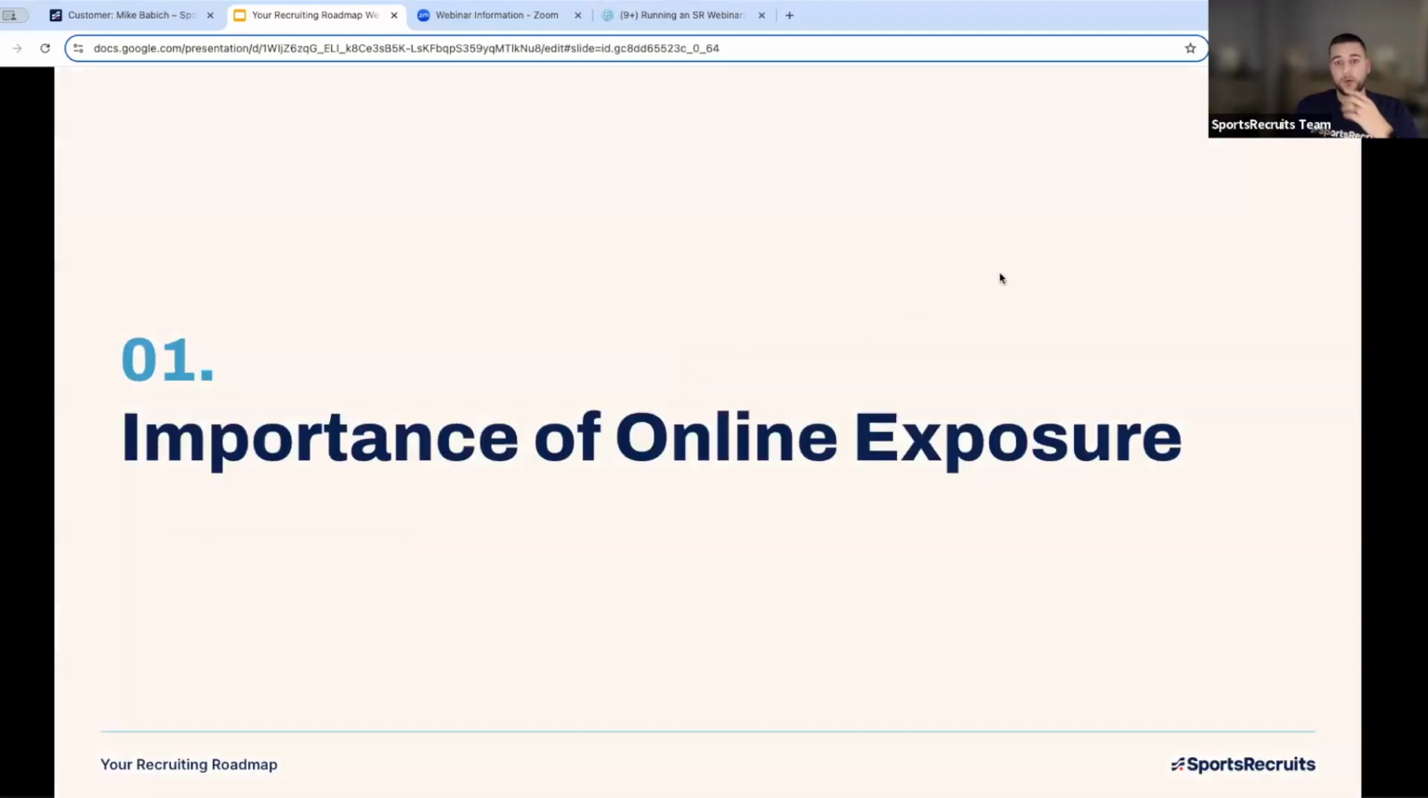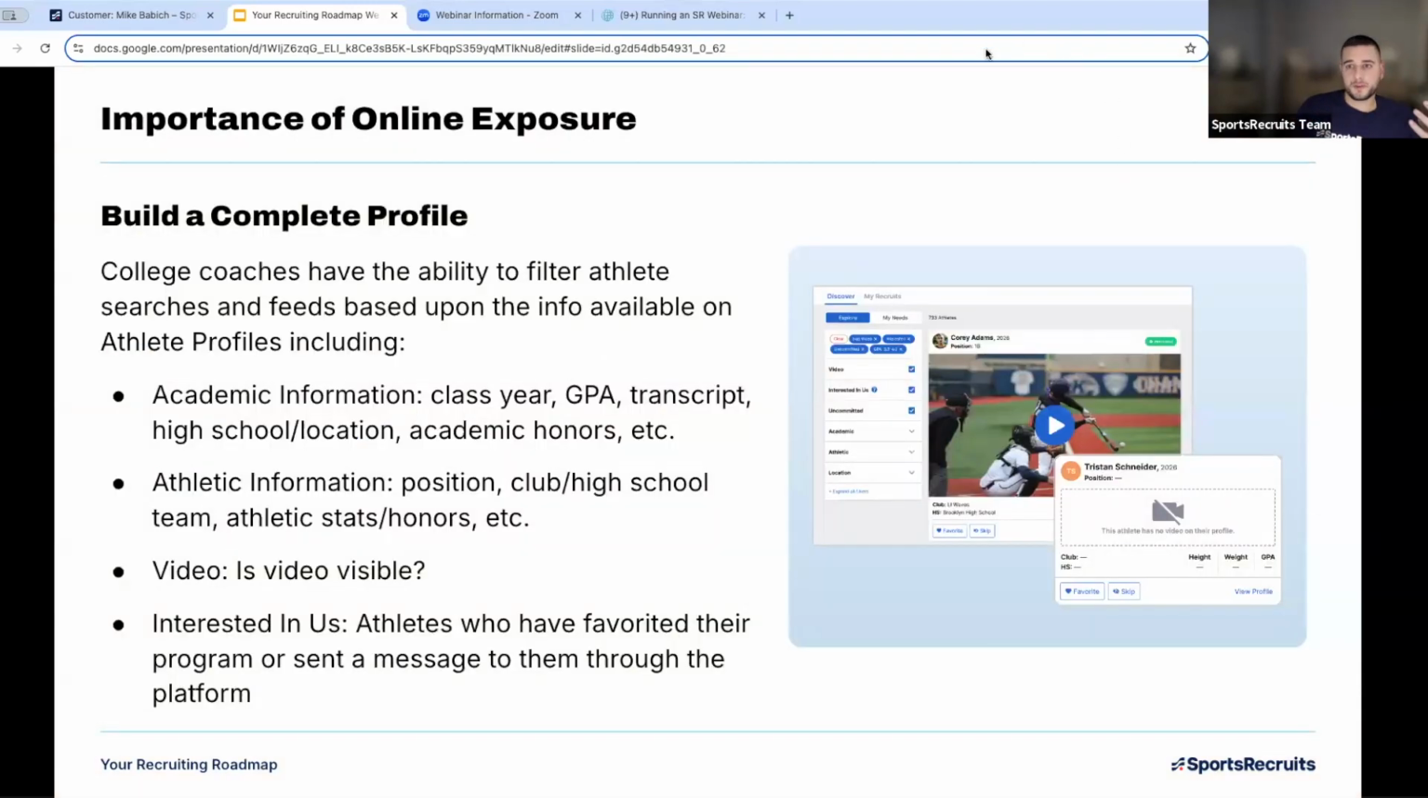And let's start off with the importance of an online exposure. First off, when you are building a complete profile, that's going to be the most seamless and streamlined way of making sure you're giving college coaches access to the information they really need. When you are building a profile on Sports Recruits, that gives college coaches the ability to filter athlete searches based on the info available, so they can find student athletes based on what year they are, GPA, the position that they play, where they're located, honors, awards, accolades, the background that you have as a student athlete.